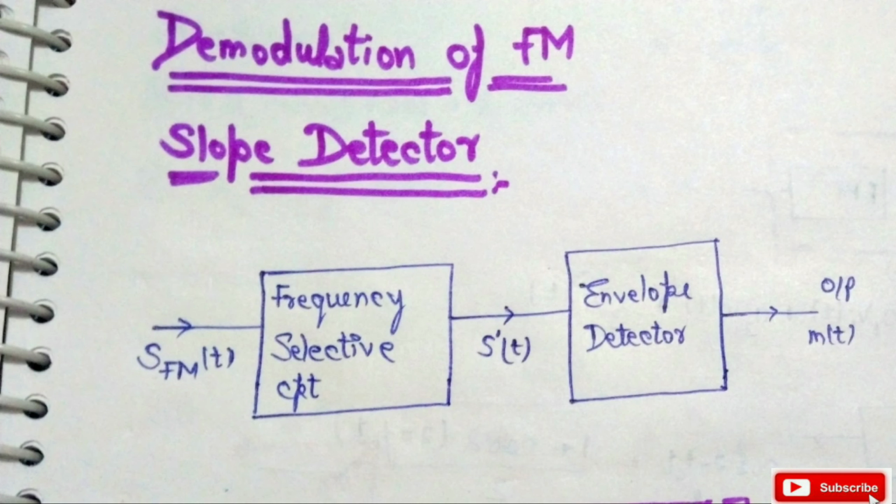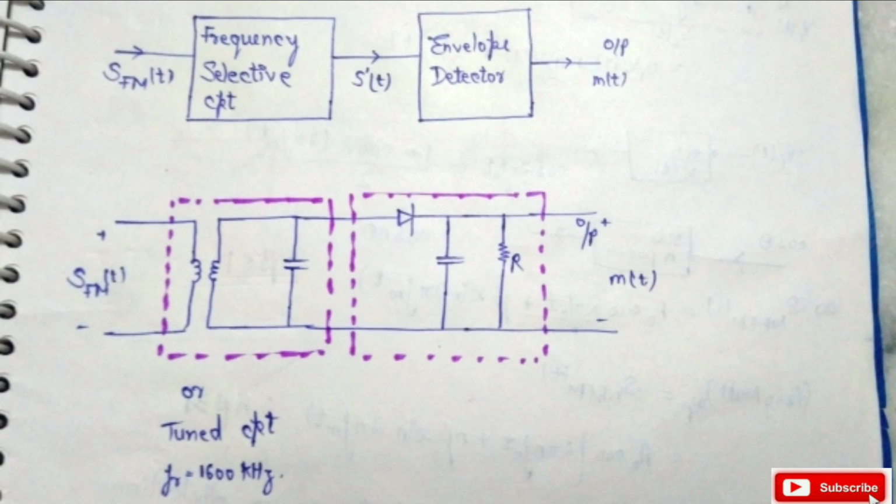Hi friends, in this video we are going to discuss the demodulation of FM. For that we use the slope detector. Slope detector is a circuit in which we give our resultant frequency modulated signal as an input to the frequency selective circuit, that is followed by the envelope detector, and we get our message signal as the output.